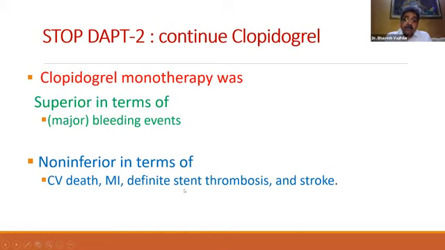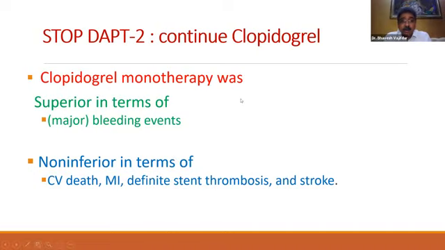At the same time, if you looked at the cardiovascular death, MI, stent thrombosis, stroke, you might expect that because you are reducing the antiplatelet treatment, this would cause an increase in all this. But the trial shows that the difference was not much. This was not significantly different. Both the two arms had the same kind of cardiovascular death, MI, stroke, and so on and so forth. So this was a non-inferiority of the single antiplatelet, that is clopidogrel.